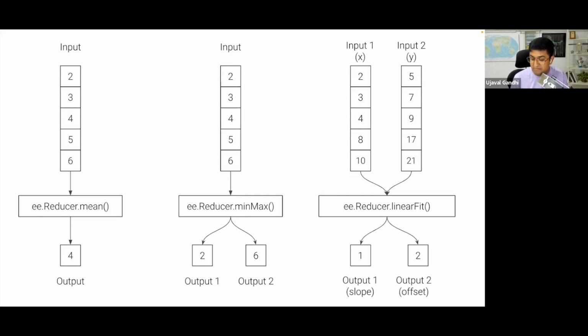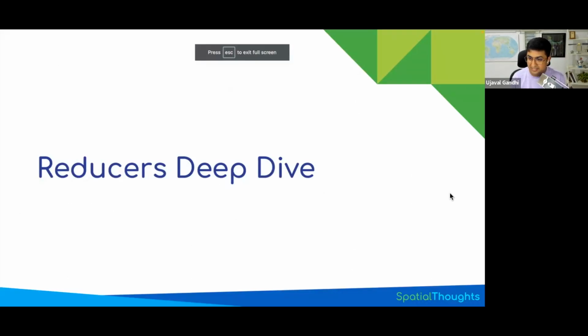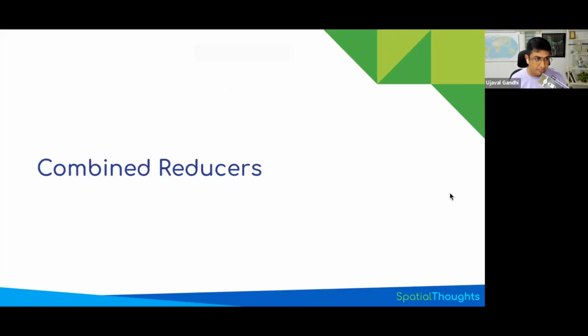Okay, so each reducer has multiple inputs and multiple outputs. And this is very important when you start using more advanced reducers. You need to keep in mind what the different inputs needed for each reducer are and how many outputs it generates. So now let's understand different types of reducers. The first one we're going to cover is something called a combined reducer.